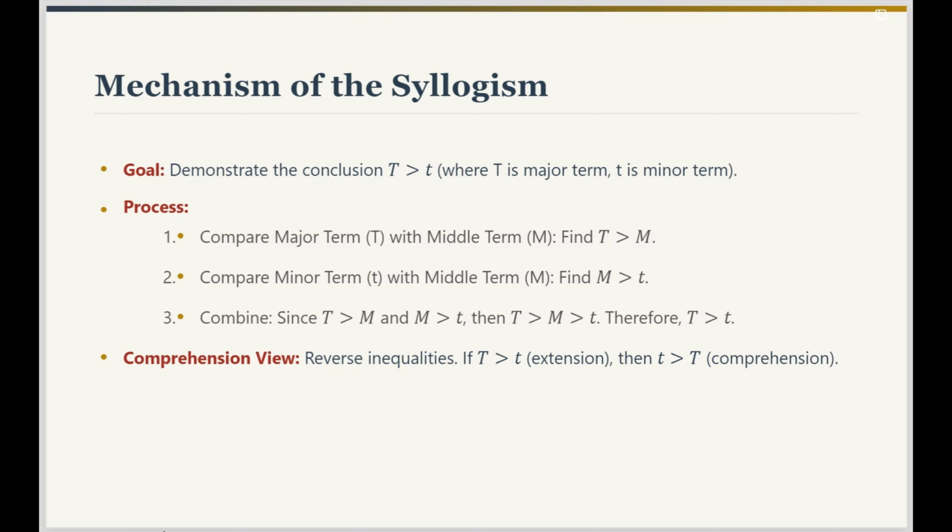So, from the perspective of comprehension, the number of defining features, it flips. Since mortals is a larger, less specific category than Paul, t must have more defining characteristics than T. Makes sense, right?